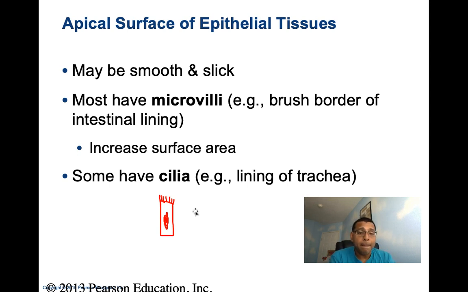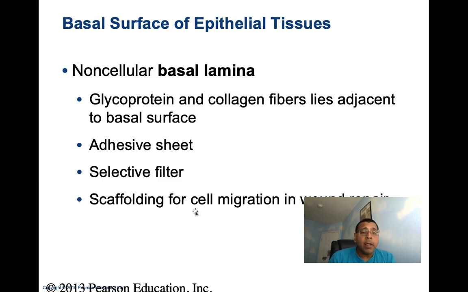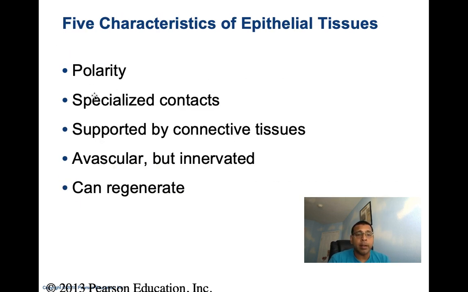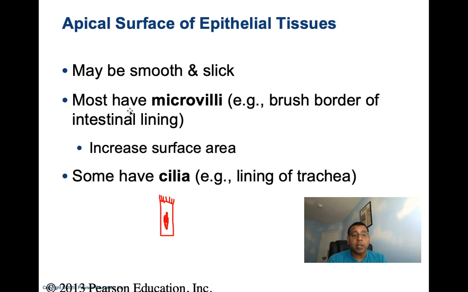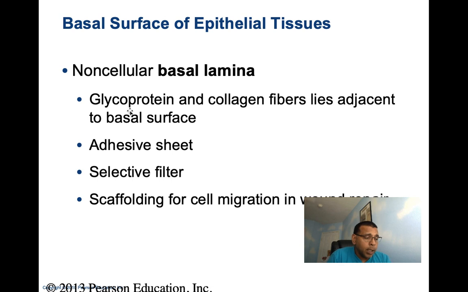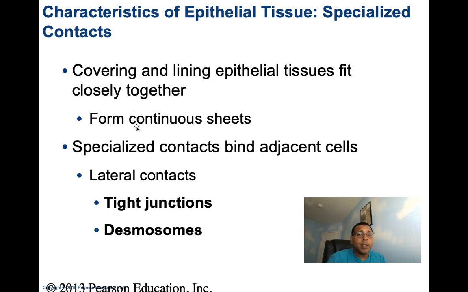Very, very important. Next in here, we can see we have specialized contacts. So the second characteristic is specialized contacts. Now, when we talk specialized contacts, we're going to see tight junctions, and we will see desmosomes. What they do is they bind adjacent cells together and help maintain polarity. So these contacts are going to be found between adjacent cells, and they bind adjacent cells. The tight junctions, obviously, in a tight fashion.